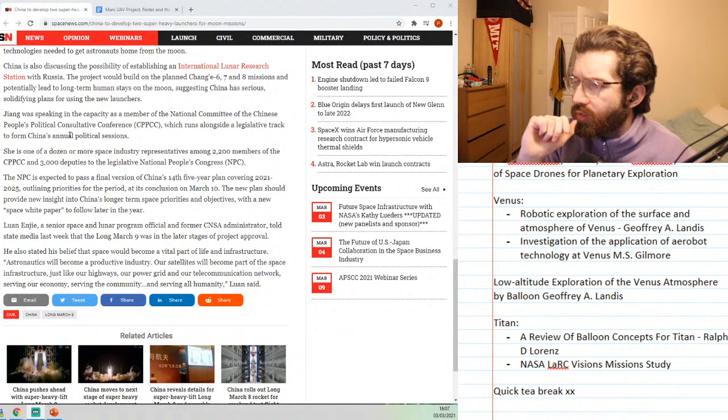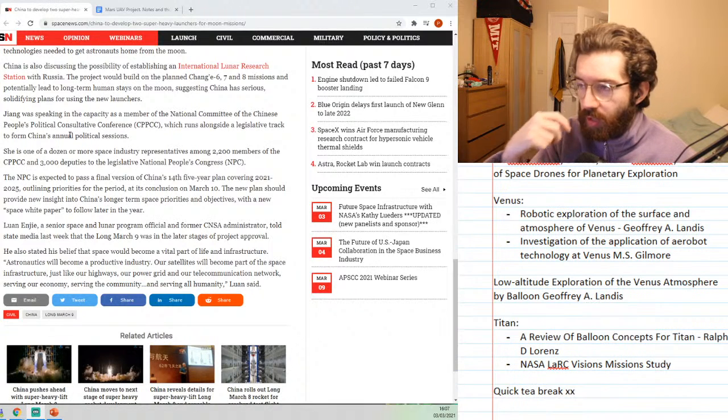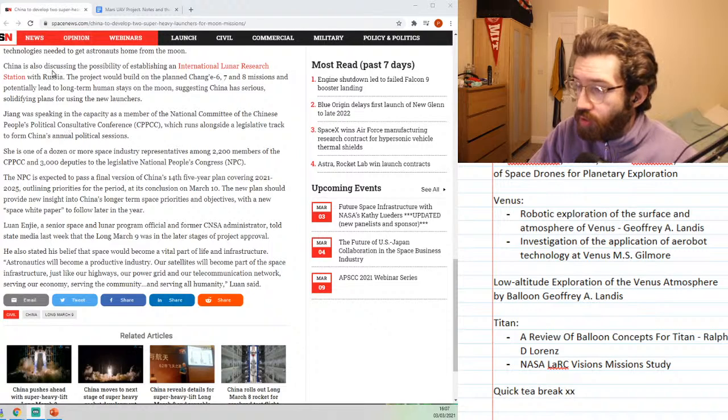International Lunar Research Station. So it'd be like a space station on the moon, and it's China and Russia on that project. I mean, I'm all for it.